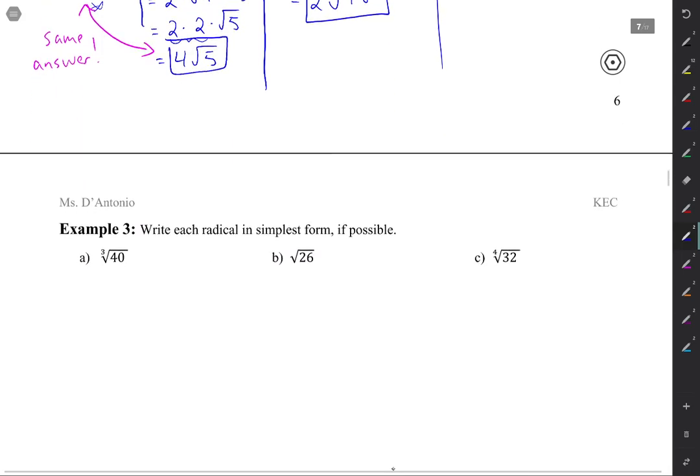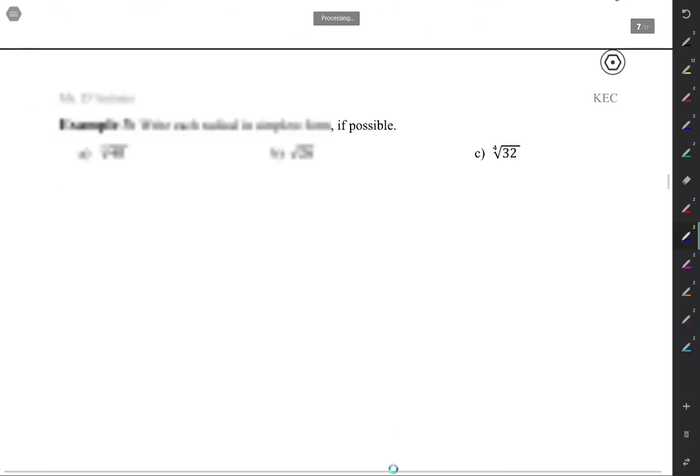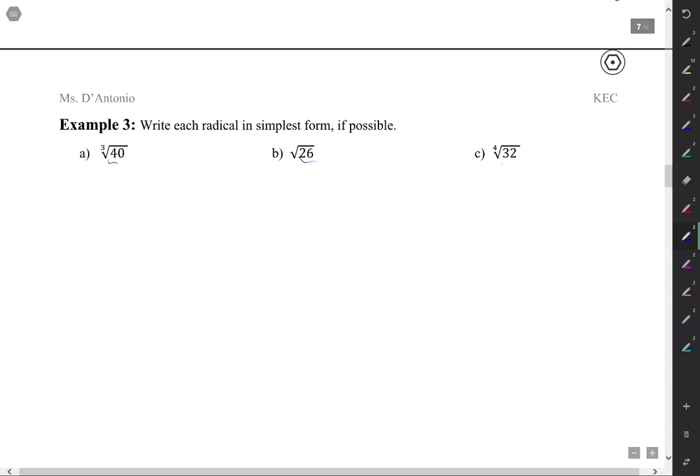Moving on here, let's try some more examples. Write each radical in simplest form if possible. Sometimes there will be no possible perfect square or perfect cube that divides into this initial number under the radical sign. So if there is no perfect square, perfect cube, or perfect fourth that divides into that number, that means we wouldn't be able to simplify it, which is why this "if possible" is here. So let's look at these ones.